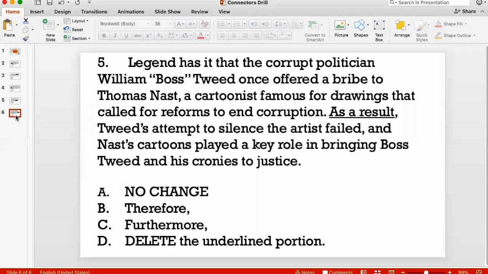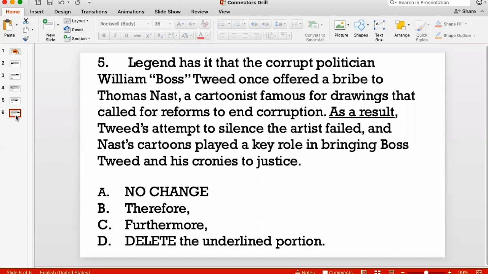Okay, question 5. Legend has it that the corrupt politician William Boss Tweed once offered a bribe to Thomas Nast, a cartoonist famous for drawings that called for reforms to end corruption. As a result, Tweed's attempts to silence the artist failed, and Nast's cartoons played a key role in bringing Boss Tweed and his cronies to justice.